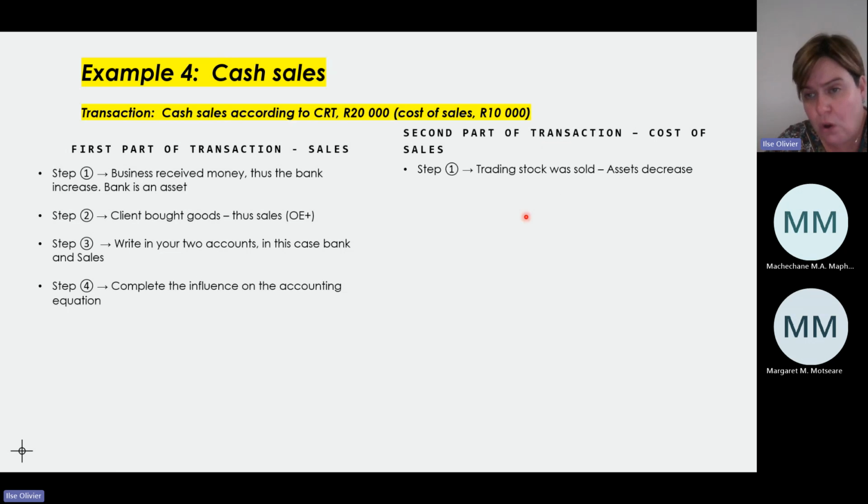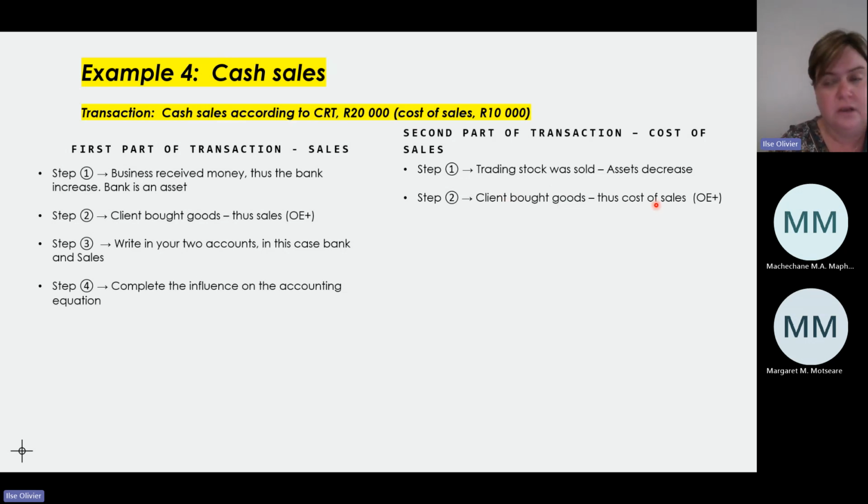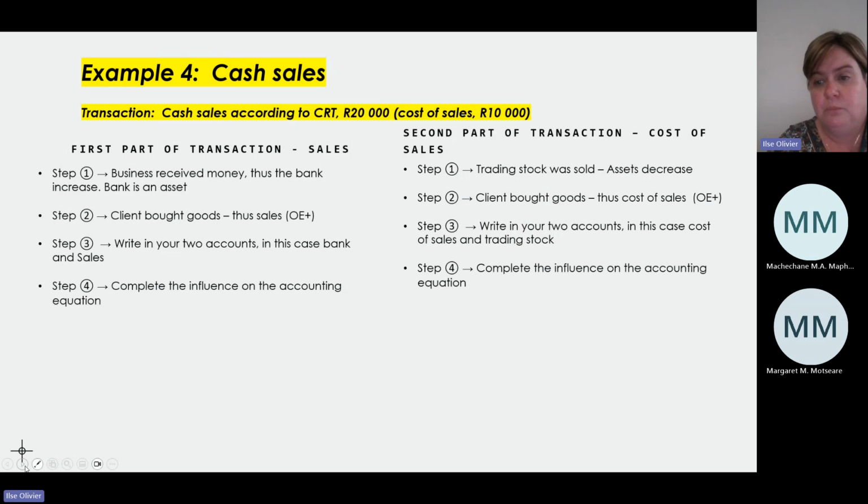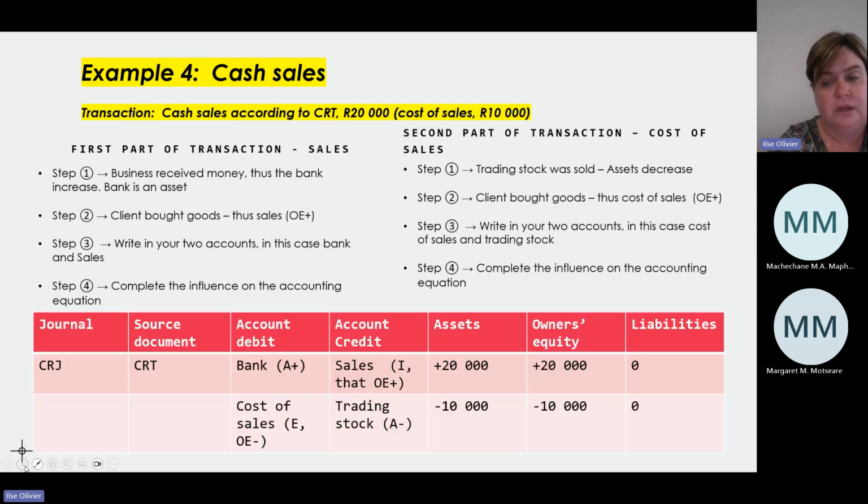Trading stock was sold, so the assets will decrease now, so assets will be credited. Then the client bought the goods. So how much do these goods cost the business? That we show in our cost of sales. It's owner's equity that decreases, not increases, because it is an expense. Then you write your two accounts, cost of sales and trading stock. And then we will complete the influence on the accounting equation. So let's look at it.